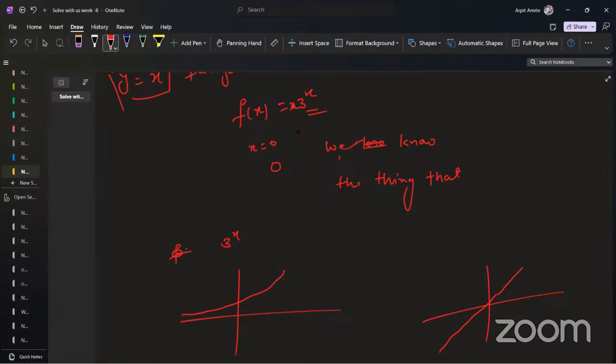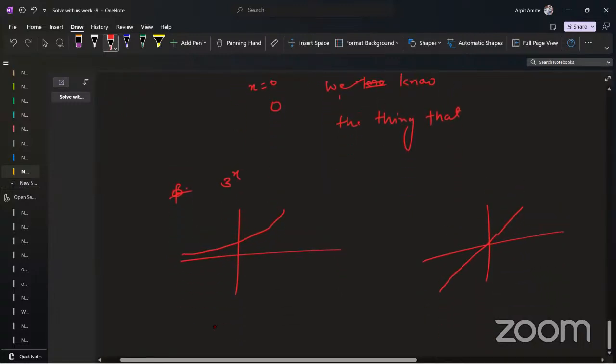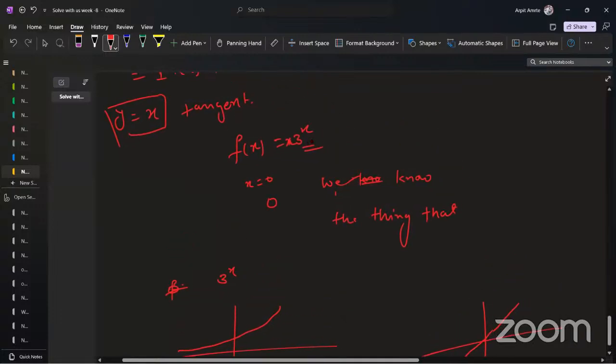If we take a number less than 0, we will get a number less than 0. So what kind of situation can we get? My question is, let's see the end behavior of this graph.